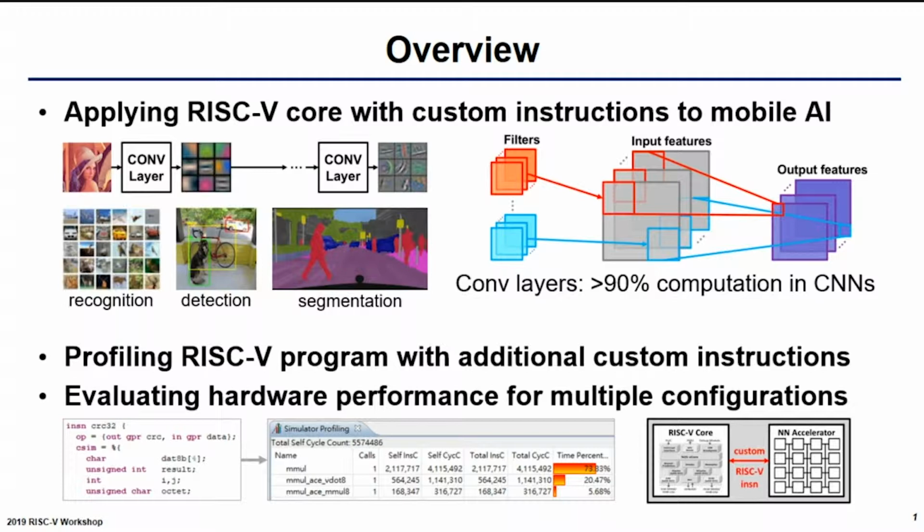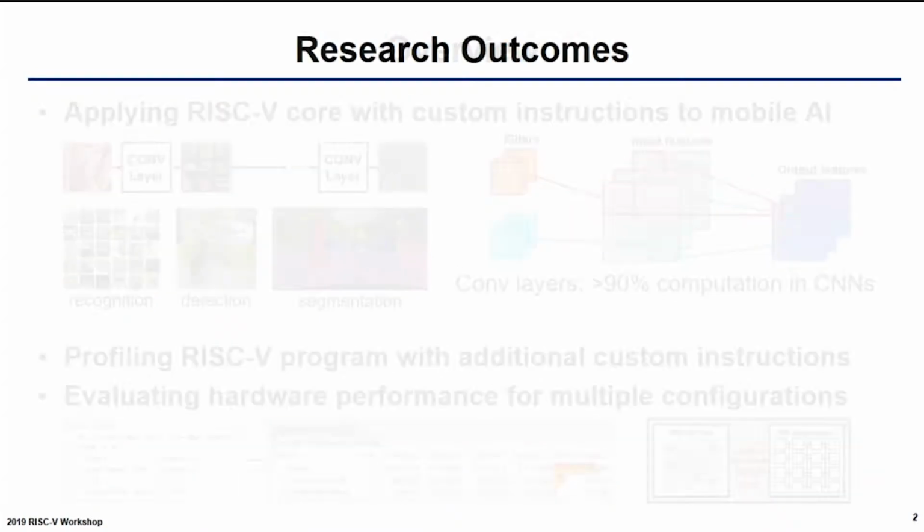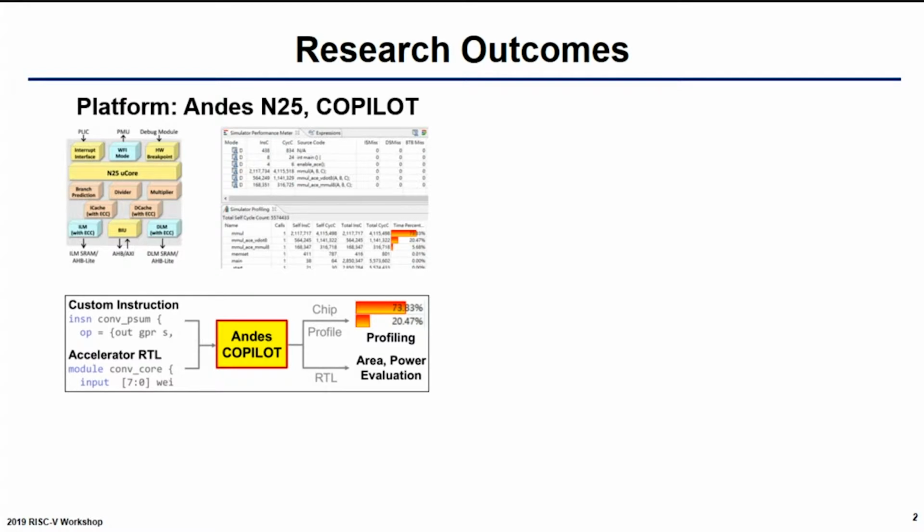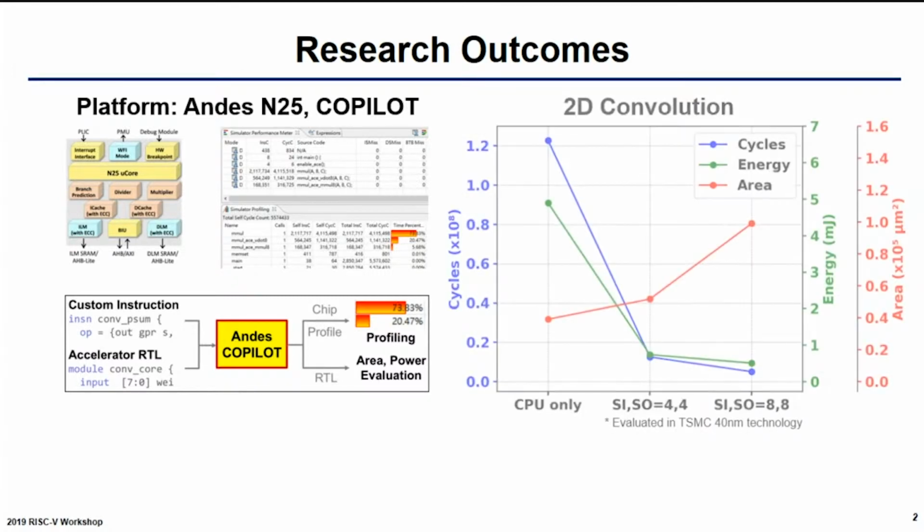With RISC-V strengths in extending instructions, we are able to explore multiple configurations and evaluate their hardware performance in a wider design space. The CPU core we use here is the Andes N25, and an assistive tool called Copilot is used for program profiling, enabling fast evaluation of hardware performance, such as cycles, area, and energy.